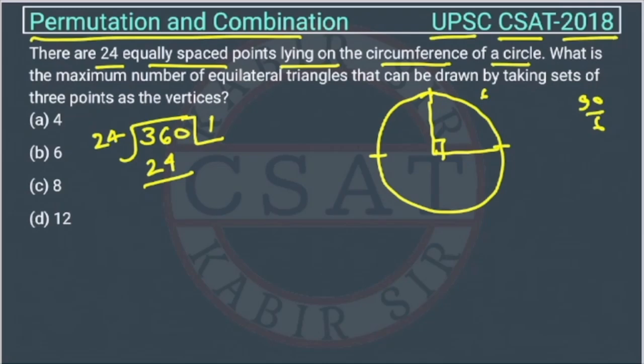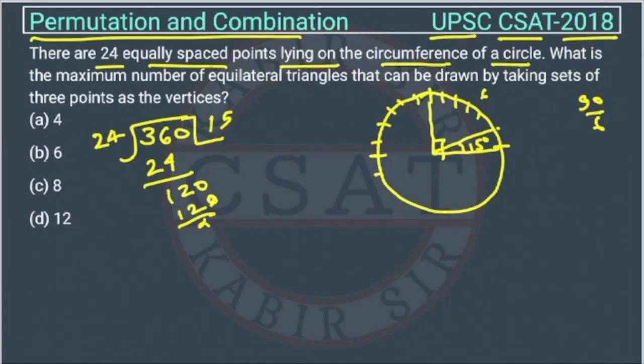360 we will divide by 24. So this will be how much? This will be 15 degrees. So in a 15-degree angle we will arrange 1 point, so there will be 6 points. These are 6 points. Similarly here, so they all are equally spaced, right?